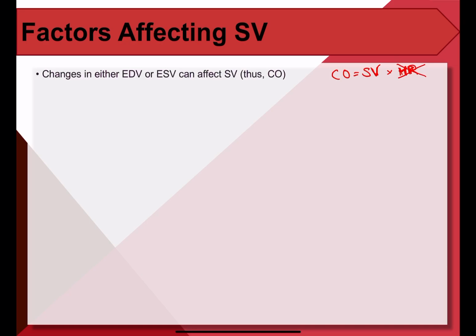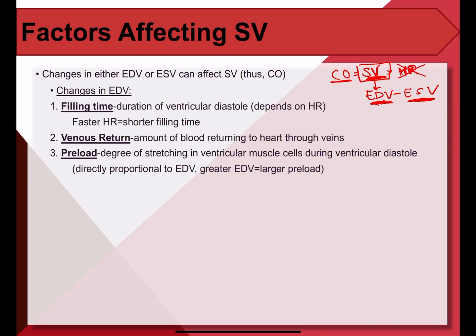What about SV? What factors can affect SV? Well, SV, we said, is equivalent to EDV minus ESV, which means any factors that can affect either EDV or ESV ultimately would affect SV and ultimately affect cardiac output. So we're going to talk about those factors that will affect your EDV and your ESV. Those that will cause changes in the EDV can be listed in these three things.